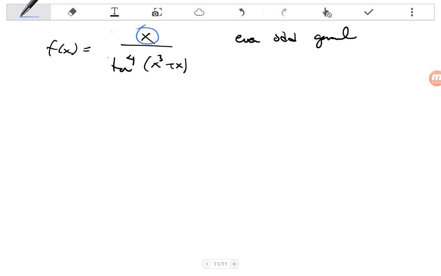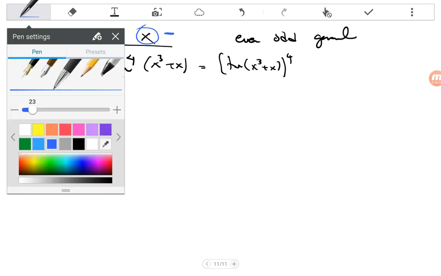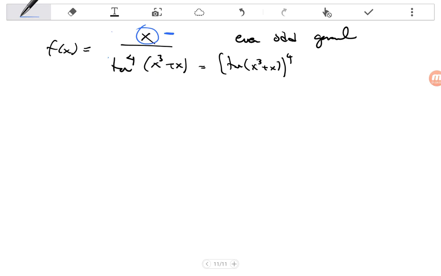x is an odd function, so give it a negative sign. Now, in the denominator expression, we have a composed expression. I'll just write it again as tan of x cubed plus x, but all to the power 4. Why? Just for the expression to be obvious to me, which function is inside the other.